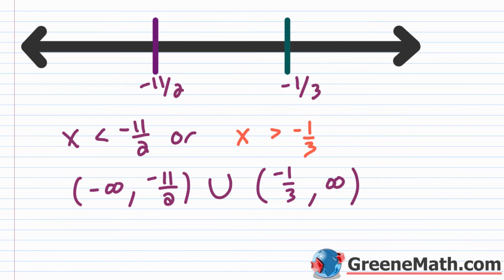You can use an open circle if your book does that. So I'm just going to put a parenthesis here facing to the left, shade to the left, and put a parenthesis here facing to the right, shade to the right. So graphically, x is anything that's less than negative 11 halves or anything that is greater than negative 1/3.